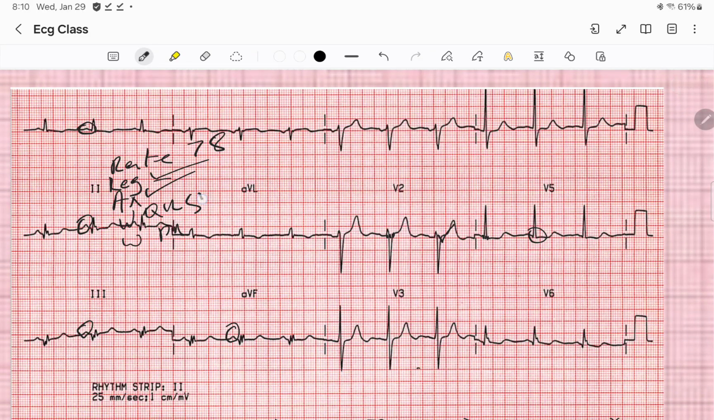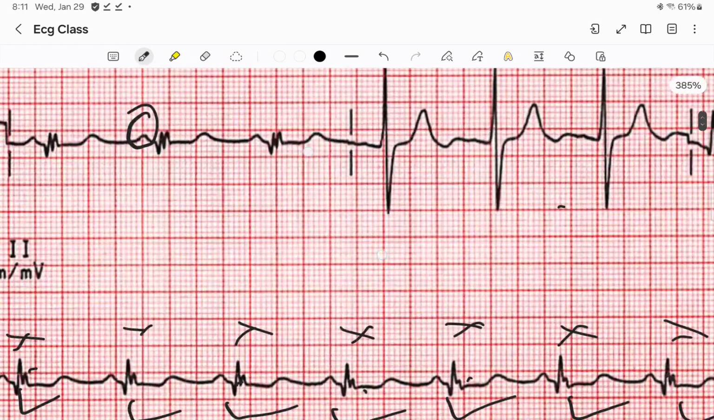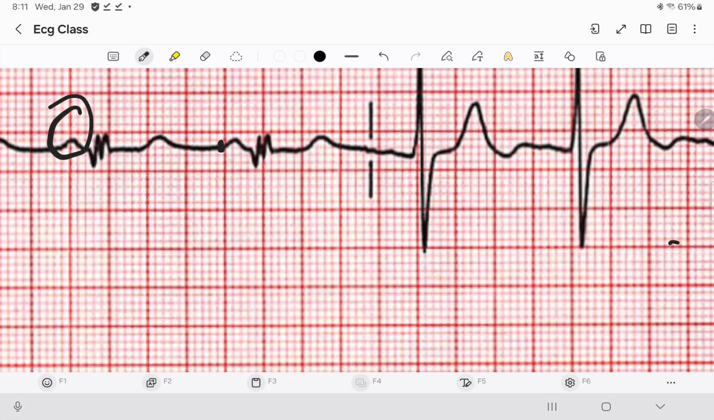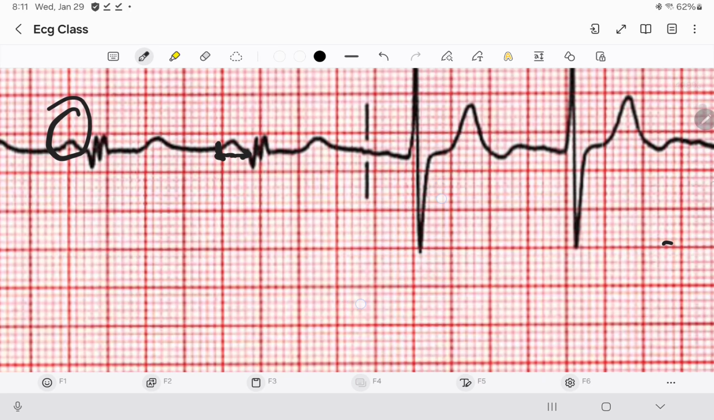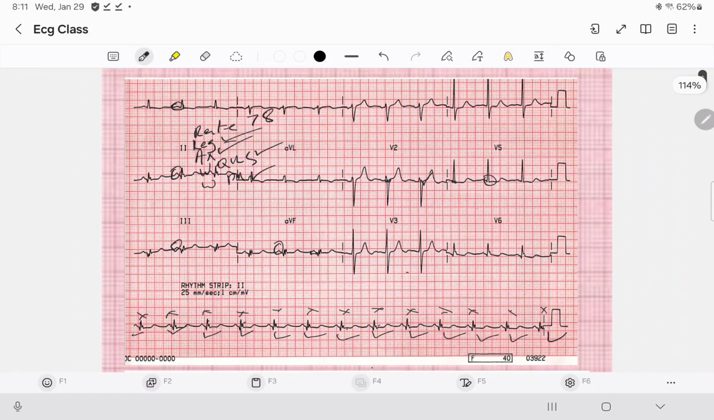All right, cool. And then the PR. So again, let's just pick a lead where it's fairly easy to analyze the PR. Let's look at AVF, right? And we found a nice one. The P wave starts about here. All right, so the PR in this one is about 3 plus, maybe 3.5 small boxes. So that PR is normal. So even though there are abnormalities on this ECG, which we haven't spoken about, we can conclude that this is a sinus rhythm ECG.